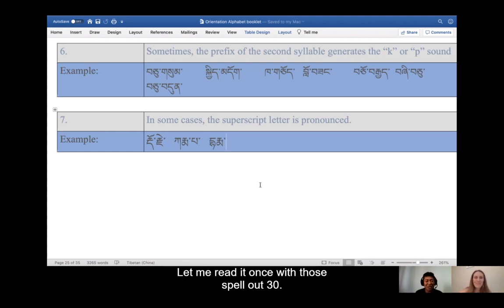So let me read once without spelling out. Dorje, Dorje, Karmapa, Karmapa, Karmapa, Dharma, Dharma. That's all. Very good. All right.